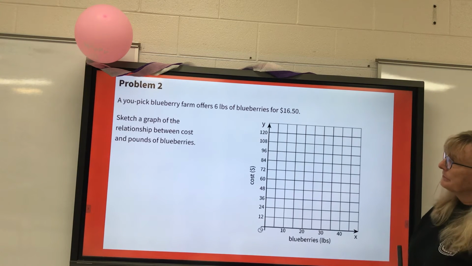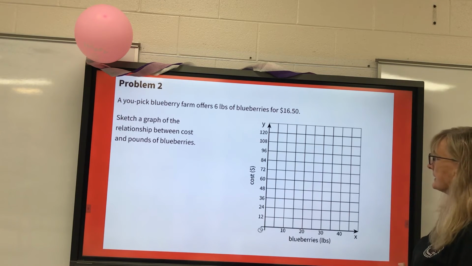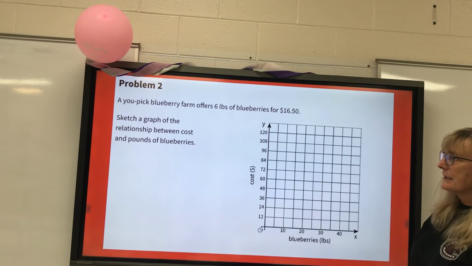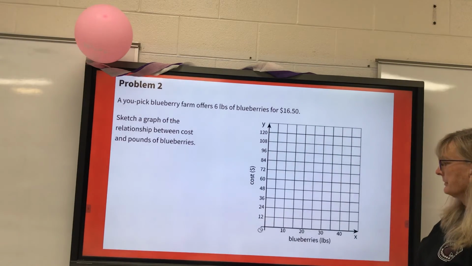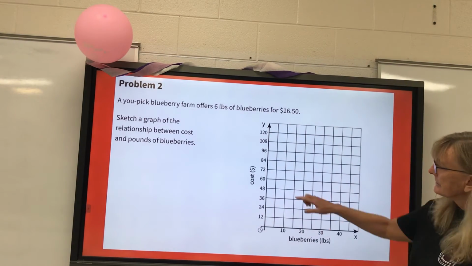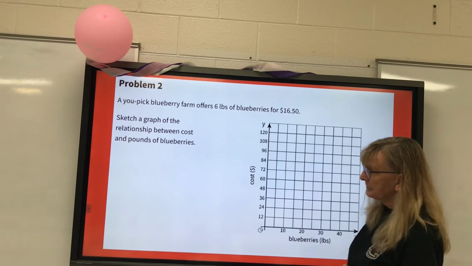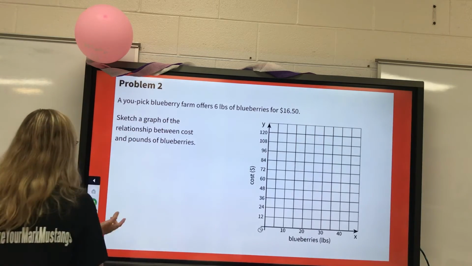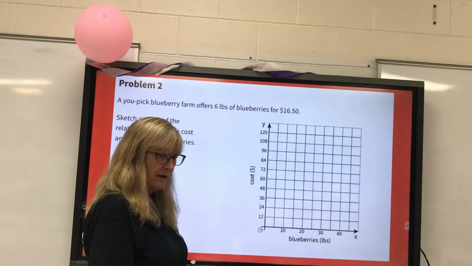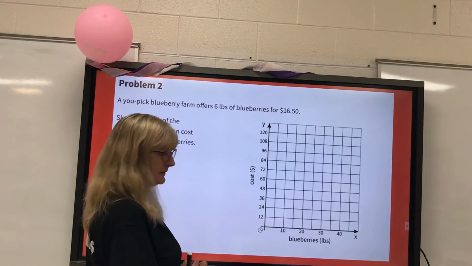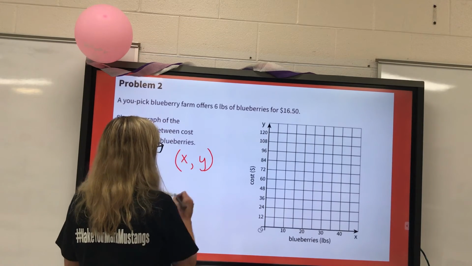A U-Pick Blueberry Farm offers 6 pounds of blueberries for $16.50. Sketch a graph of the relationship between the cost and pounds of blueberries. So it looks like they want us to put cost over here and pounds of blueberries down here. So how do we know what we're graphing? Where are we going to get an ordered pair from, an x comma y, that we need to graph?